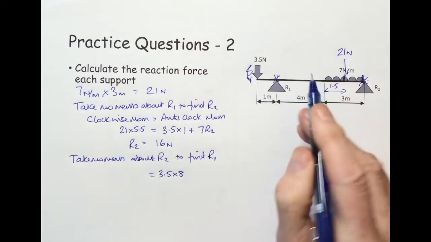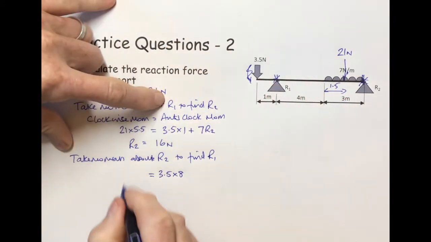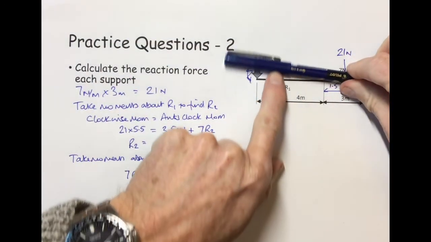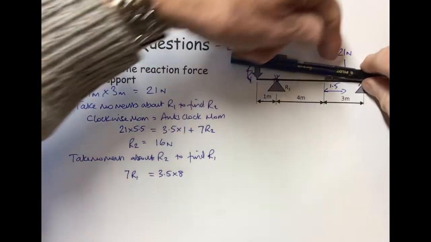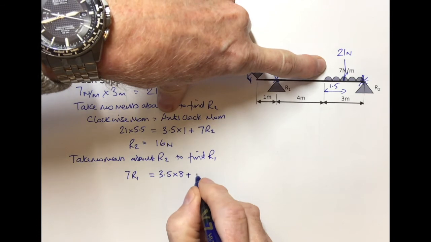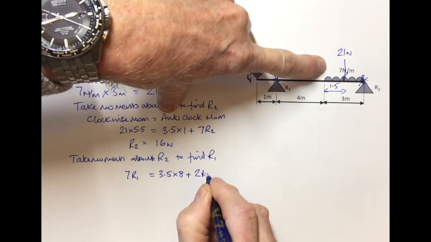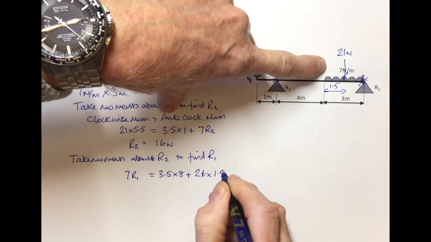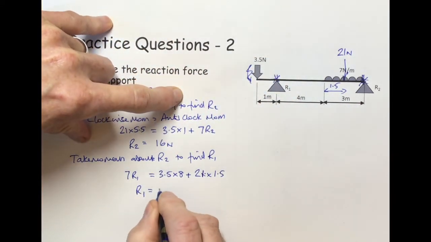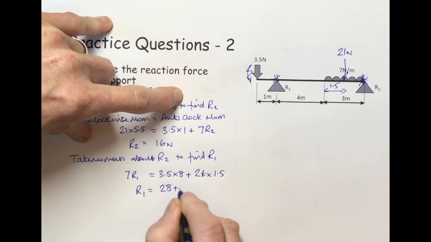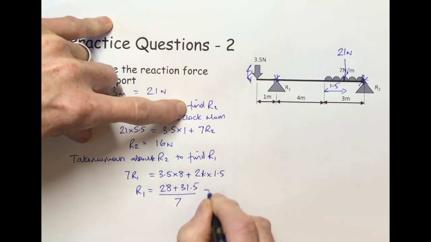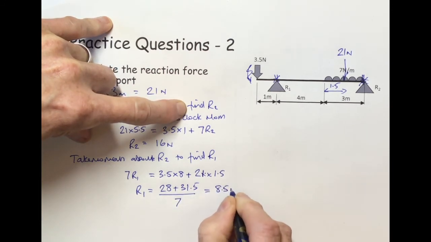R1, which we're trying to find out, is pushing the other way, which is clockwise. So that is 7R1. That's trying to push the beam that way, clockwise. And this one is trying to push the beam down, anti-clockwise. So that is 21 times 1.5. So therefore R1 equals 28 plus 31.5, divided by 7, comes out at 8.5 newtons.